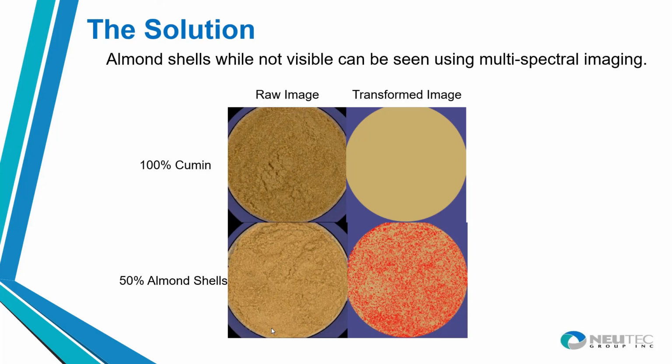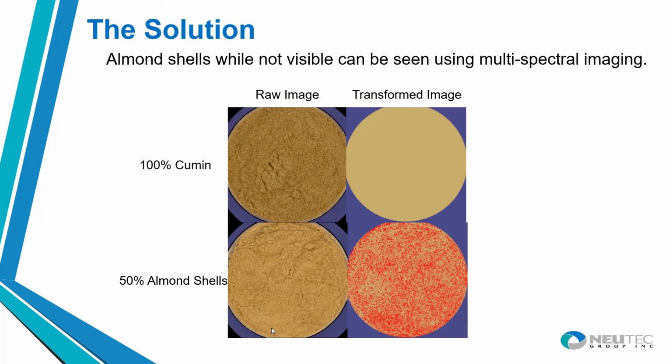So in this example, you see our two samples of cumin, the pure, and then the one below with almond shells. And again, you can't see those almond shells with just the naked eye. When we transform it through multispectral imaging and statistical analysis, what you see is when it's pure, it just sees one type. When the almond shells are there, it sees both. So it can detect that there is something in there that's not supposed to be there.